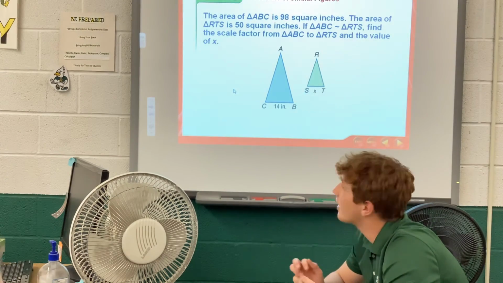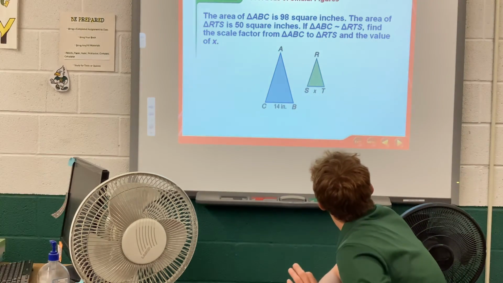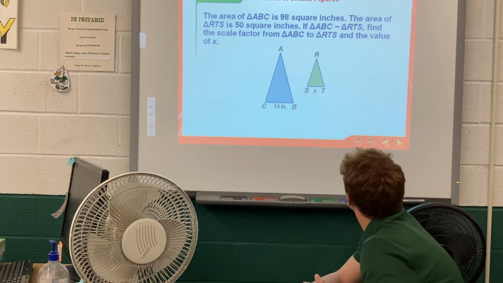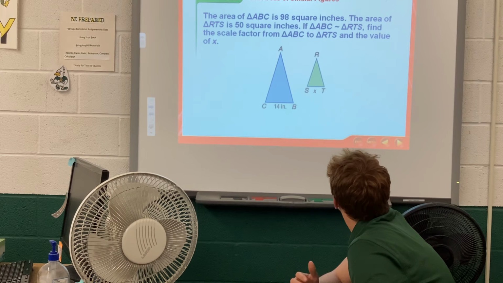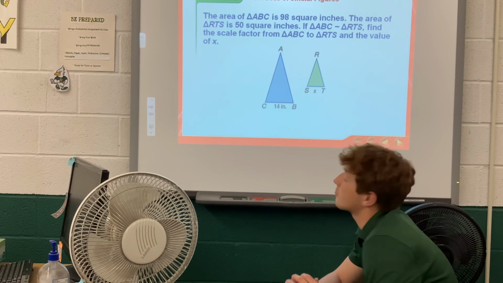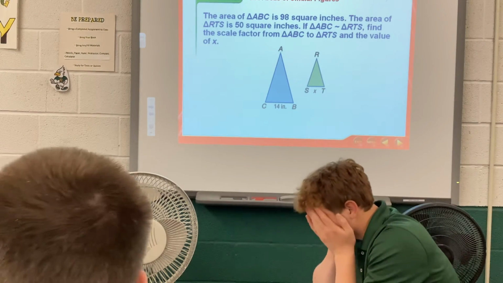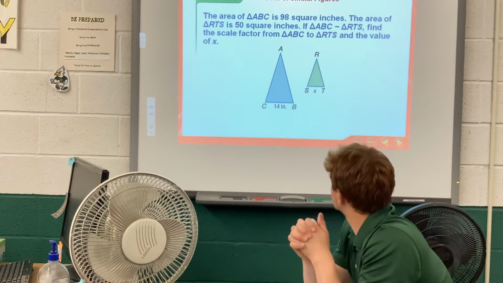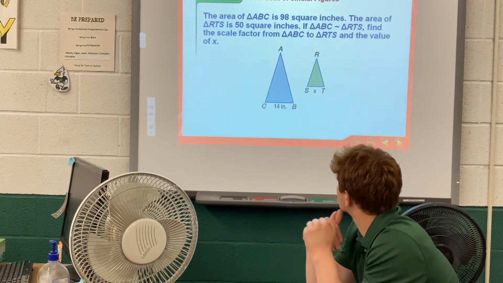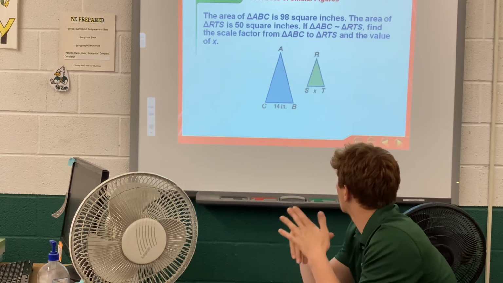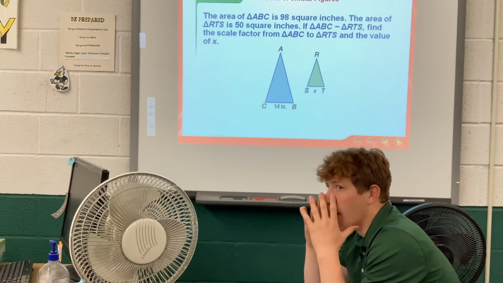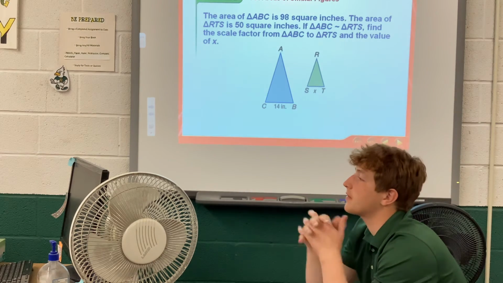Oh, yeah. The area of triangle ABC is 98 square inches. The area of RTS is 50 square inches. If the triangle ABC is similar to RTS, find the scale factor from ABC to RTS. This is really important. Notice the last sentence where it says from to. That's how they want you to set up your fraction. So when it says from ABC, that has to be where? On the top. To RTS.